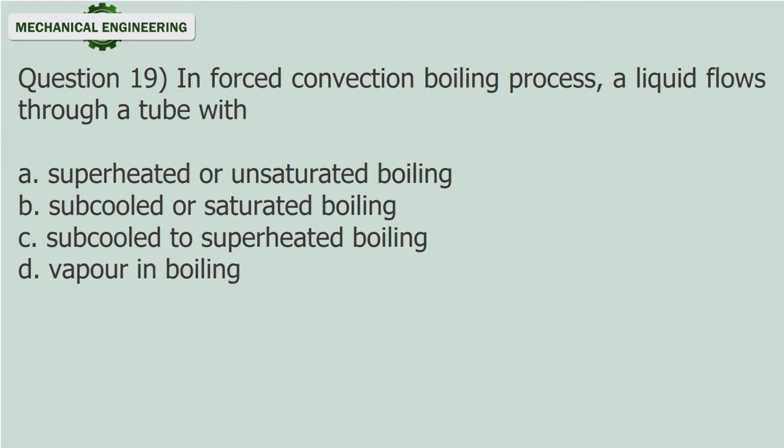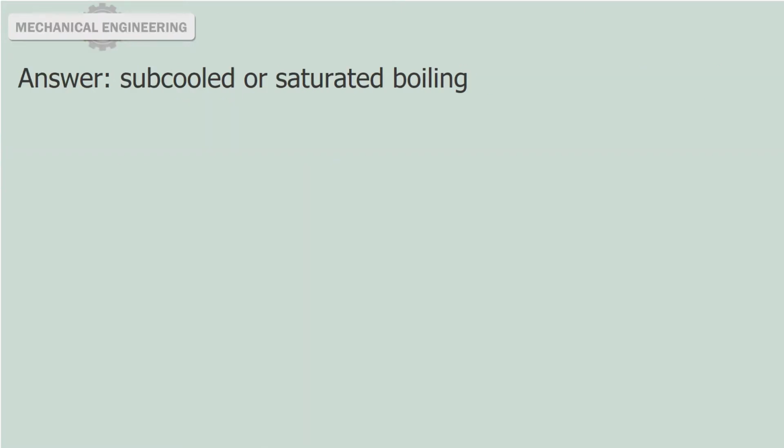Question 19. In forced convection boiling process, a liquid flows through a tube with A. Superheated or unsaturated boiling. B. Subcooled or saturated boiling. C. Subcooled to superheated boiling. D. Vapor in boiling. Answer: subcooled or saturated boiling.